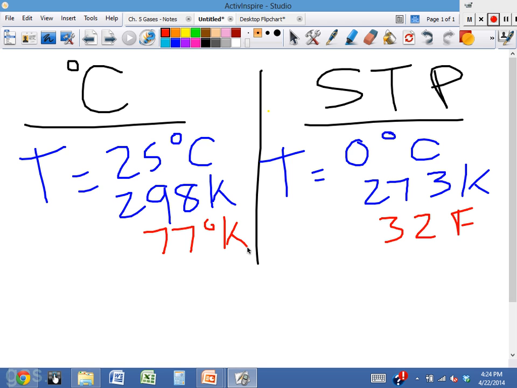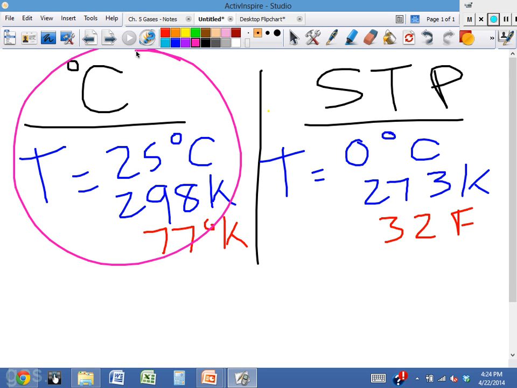Most of the time your room temperature is going to be between 73 and 77 degrees, depending on what's going on around you. This is what most reactions are run at. Room temperature is what I'm trying to get to, say. But there is this factor called STP that we need to be aware of.